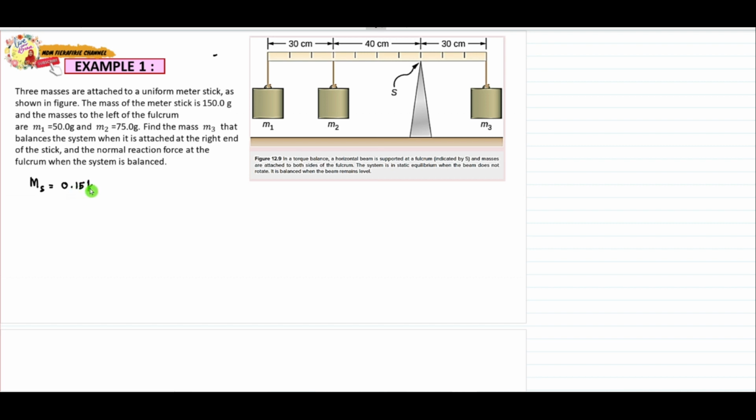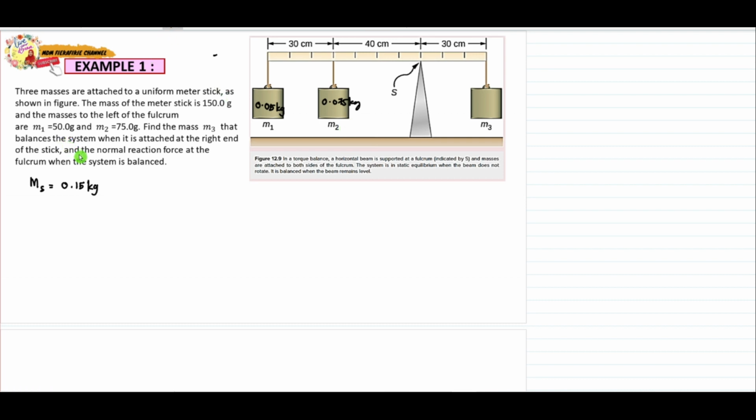So 0.15 kg. And the masses to the left of the fulcrum are m1 equal to 51 kg. So it should be equal to 0.05 kg. And m2 is 75 gram. Okay, so 75 gram should be 0.075 kg. Okay, so now find the mass m3. So we want to find mass 3 that balances the system when it is attached at the right end of the stick, and the normal reaction force at the fulcrum when the system is balanced.